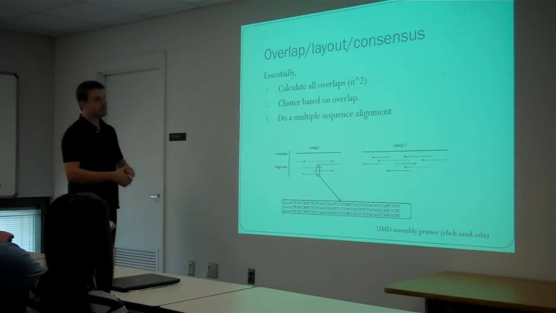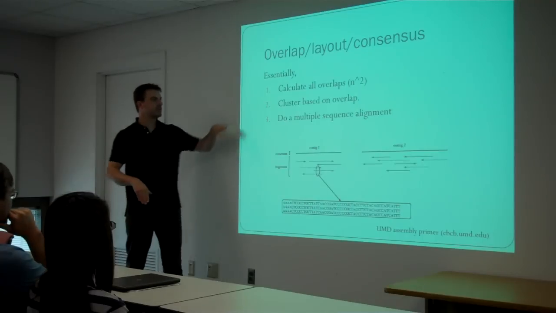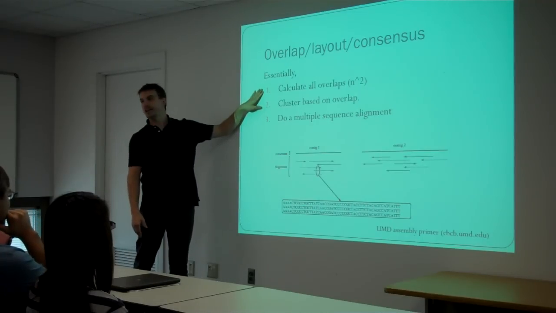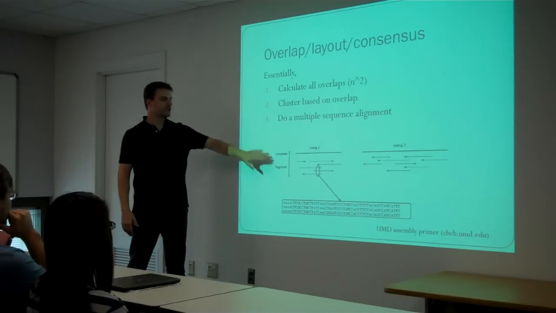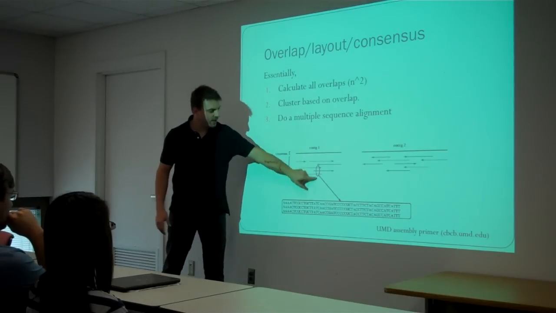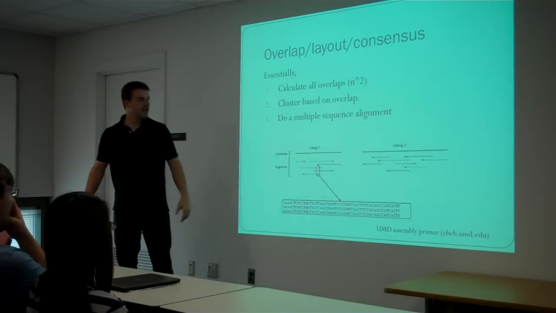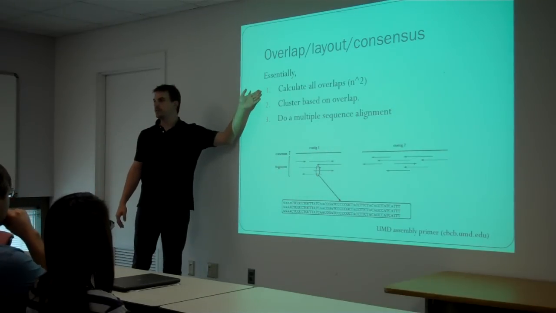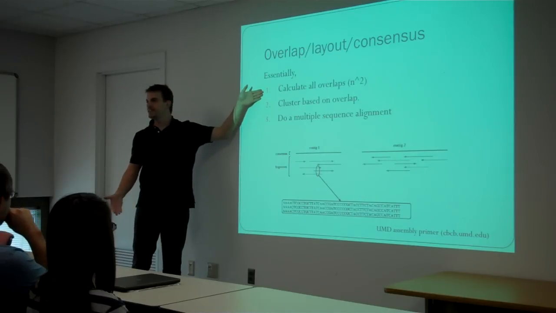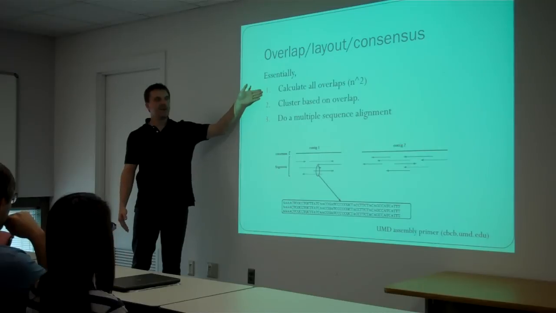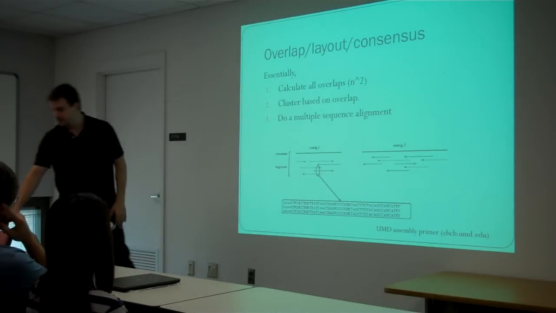So overlap layout consensus: you take your n sequences, you calculate all the overlaps between the n sequences, which is an n squared computation that can actually be distributed. You can cluster the sequences based on overlap, and then you do the multiple sequence alignment. So it's identify all the sequences that belong together, then lay them out and align them. And that's great if you only have a few hundred thousand or a few million sequences. But of course, I don't want to say this to a computer science crowd, but an n squared algorithm is not great when your n starts to grow very fast, which is what's been happening in biology recently.